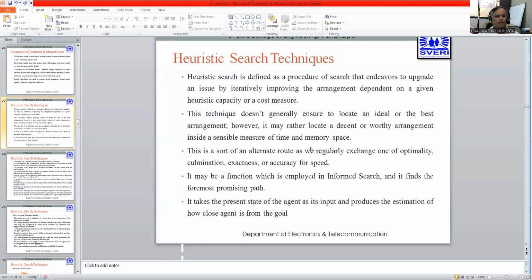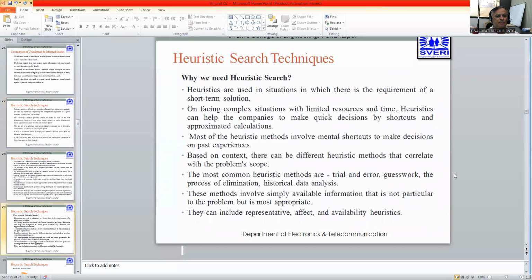Okay, so we are going to start the fourth lecture on unit number 2, and we are in the search techniques. So we have seen uninformed and informed search techniques, and in the last lecture we have seen heuristic search techniques. In heuristic search techniques, we have seen why we need heuristic search. That is, heuristic search is used in situations where there is a requirement of short-term solutions.